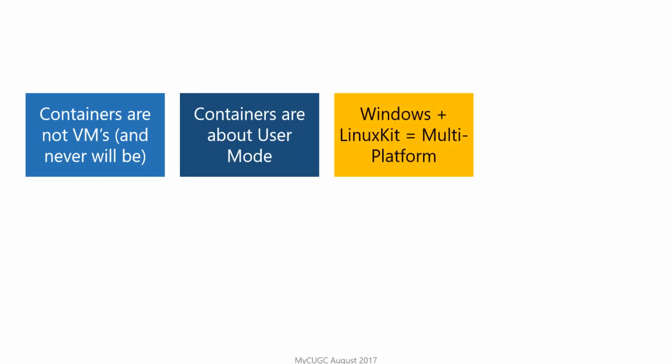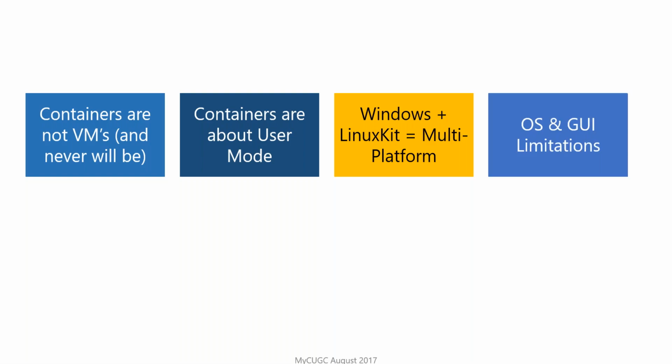The Windows plus Linux kit equals multi-platform. That's one thing to remember moving forward: the Linux kit will allow that multi-platform to happen from the Docker side, and will eventually, in my crystal ball, hopefully get merged into the actual kernel of the Windows OS. There are OS and GUI limitations when you're dealing with containers. That's one thing you have to remember. As Andy just got done talking about, not everything can be containerized, and don't throw away your App-V, don't throw away your layering.